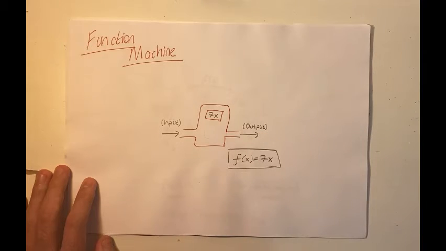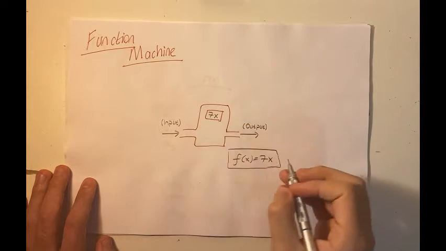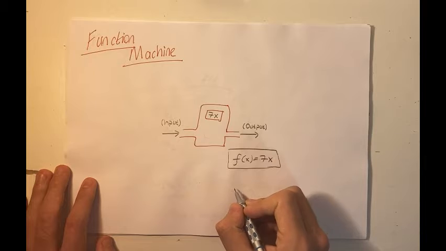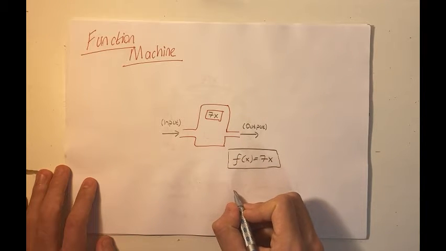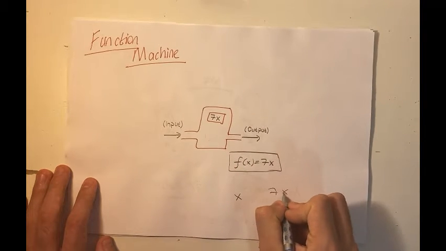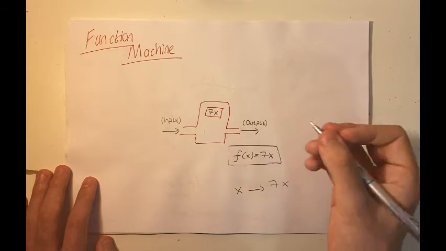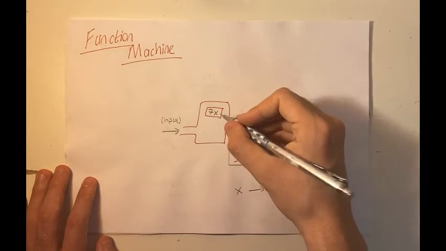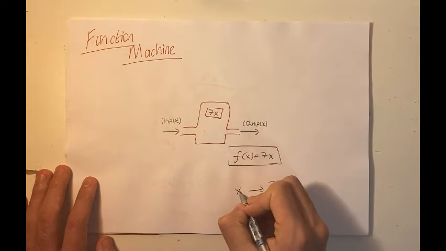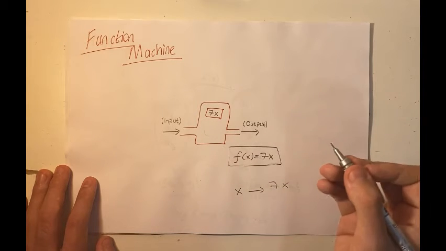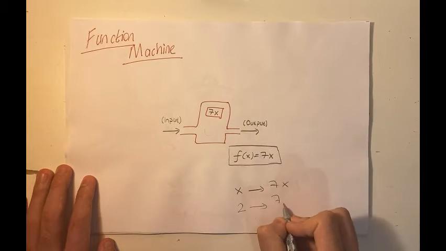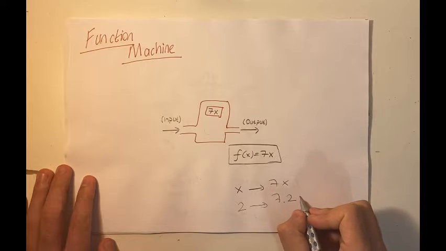As this metaphor in math, we are going to put numbers and variables, values. So let's suppose we put 2, or let's just start with x. We will get 7x out as an output because the machine is a 7x machine. Anything that you put as an x, you will get 7x of it. So if we put 2 as an input, we would get 7 times 2, which is 14.